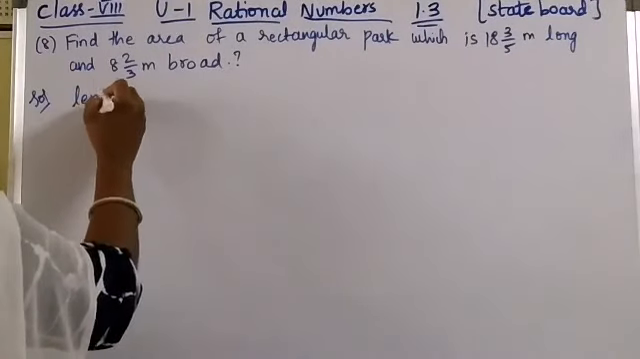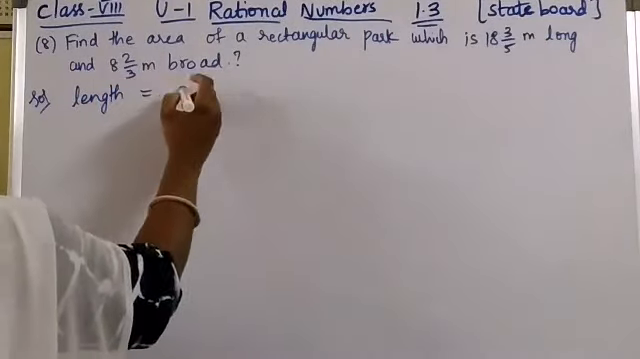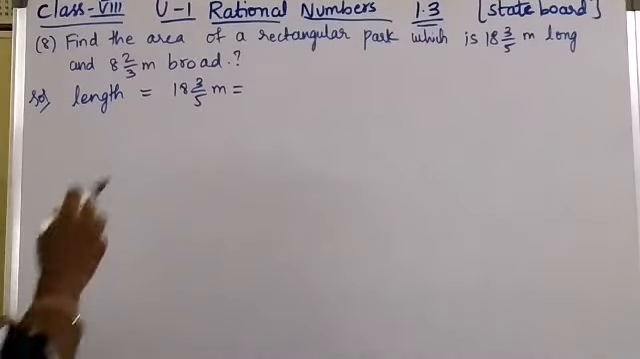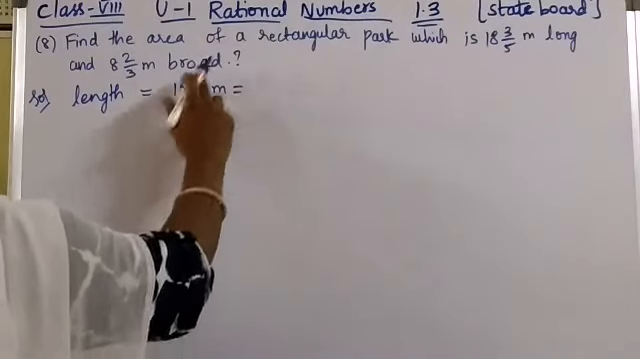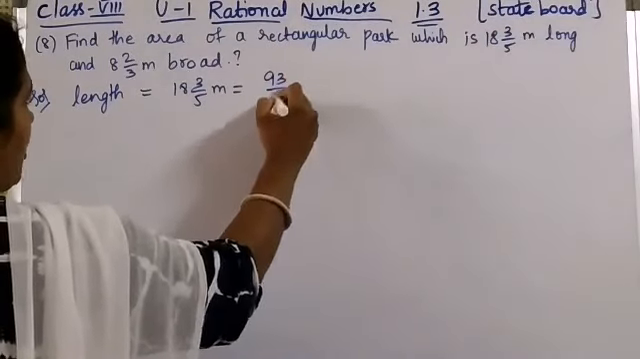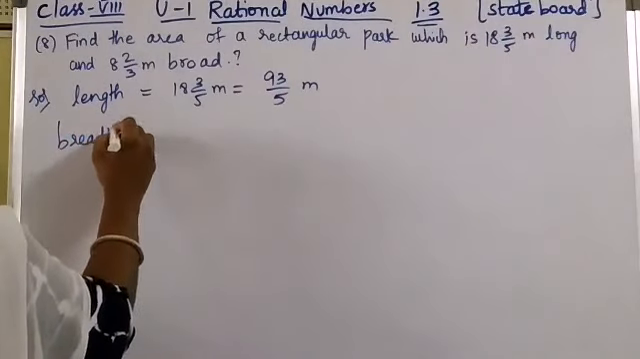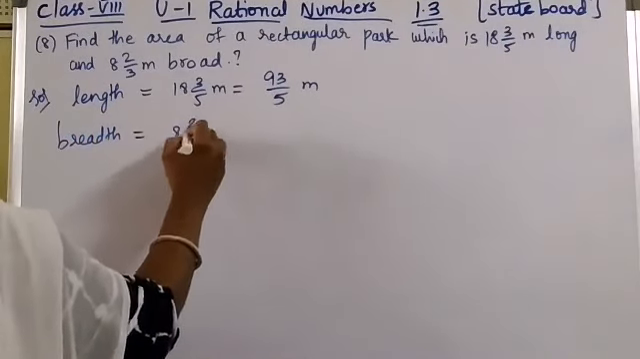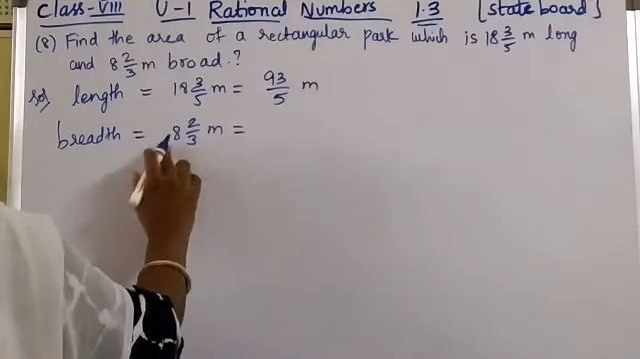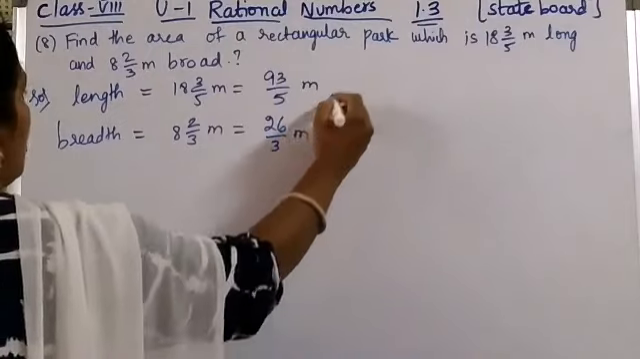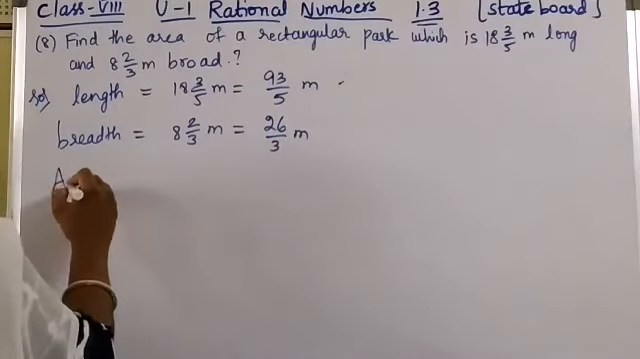So what is the given length here? 18 3/5 meters. Convert this into improper. 5 18s are 90, 90 plus 3, 93/5 meters. Then what is breadth here? Breadth, and broad is nothing but the same, so breadth is given as 8 2/3 meters. 3 8s are 24, 24 plus 2, 26/3 meters. Now you got length and breadth here. Now we should find the area.